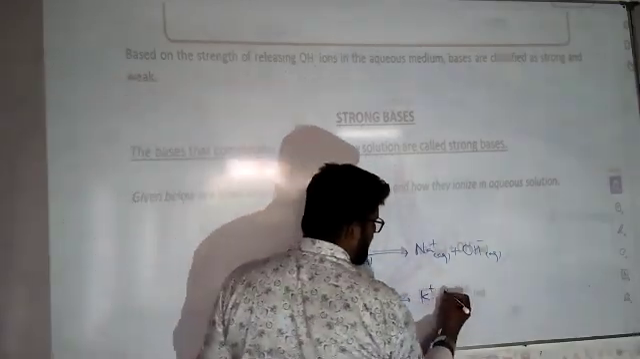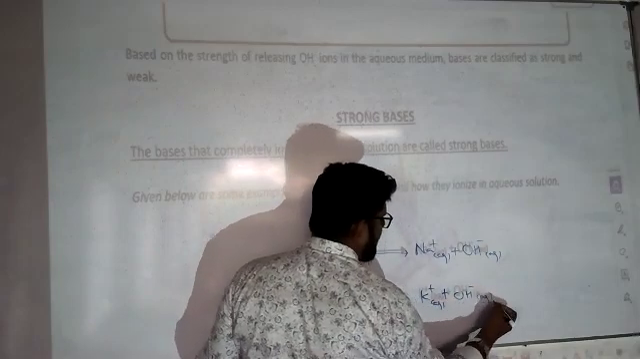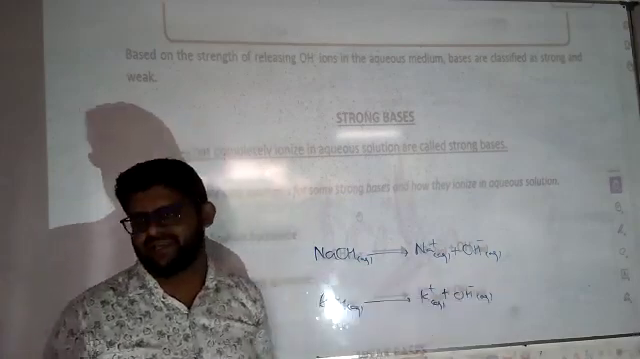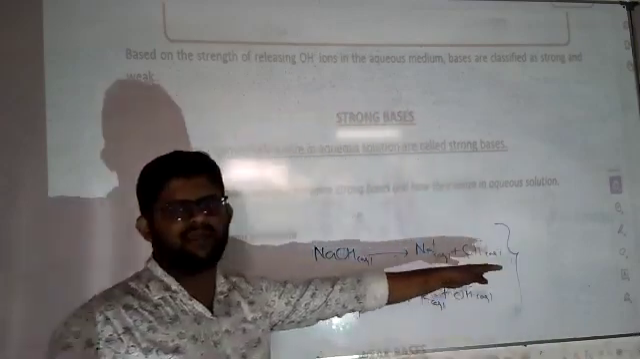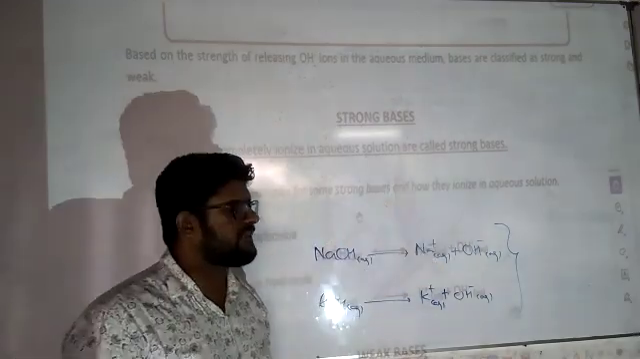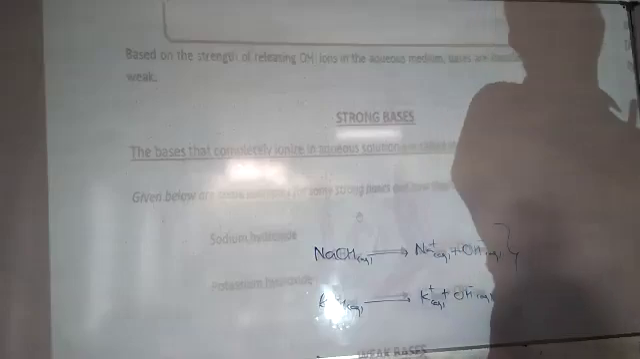So potassium hydroxide: K plus, OH minus. In K plus OH minus, the OH minus is completely ionized. So what type of ionization is this? The OH minus ions are completely ionized.